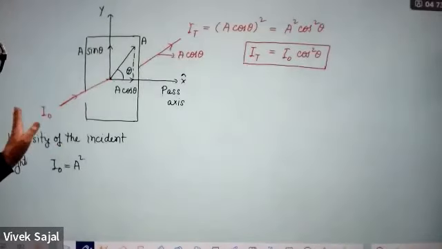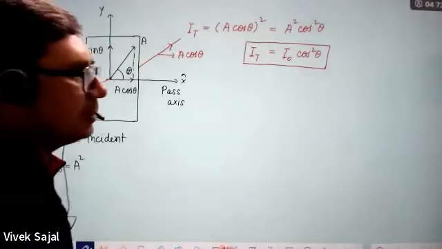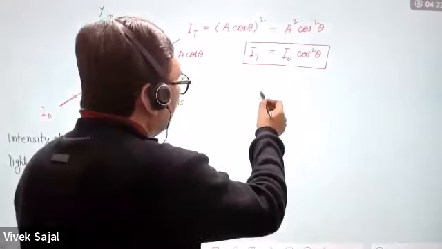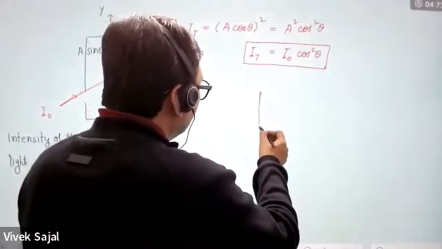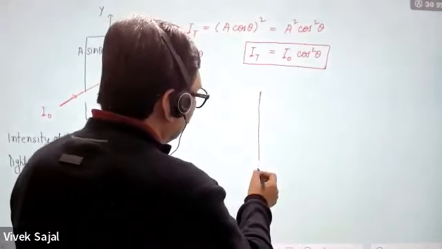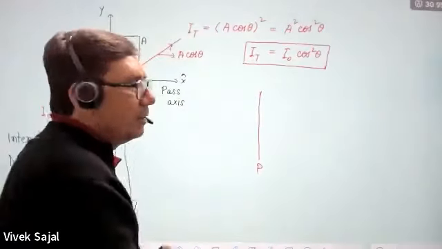Is it clear? So if an unpolarized light... what you are saying, this is a polarizer, so don't confuse. This is a polarizer, you call it P, polarizer.